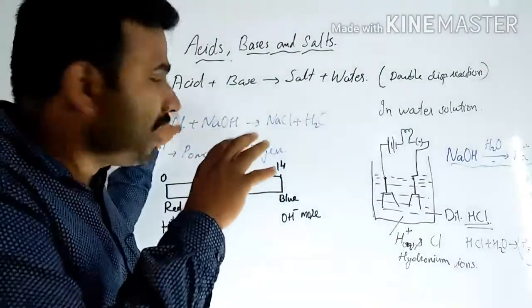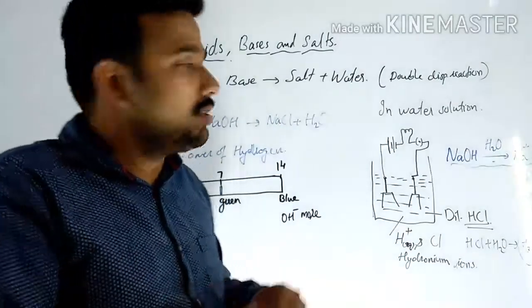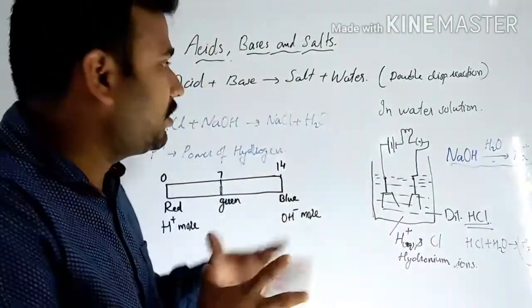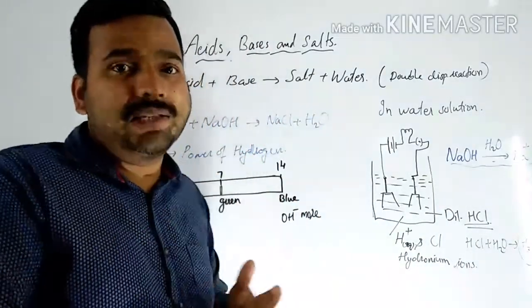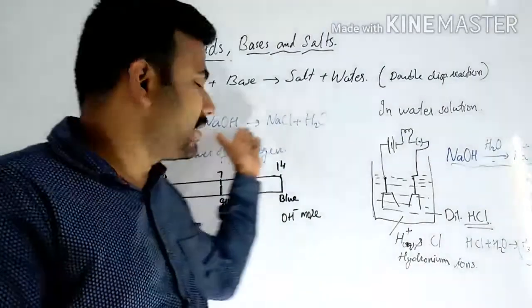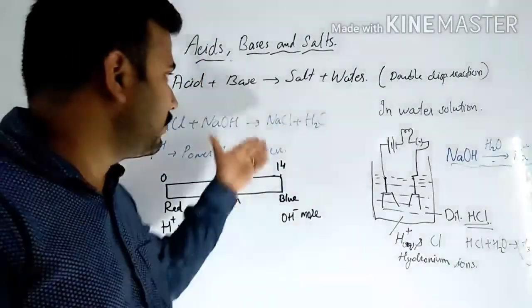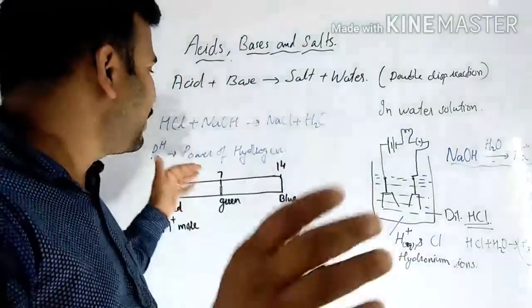So some acidic character will be present in the salt formed. So in that situation you will get acidic salt. Note down that when the acid is strong but the base is weak, for example sulfuric acid reacting with magnesium hydroxide, magnesium sulfate will be formed. This is an acidic salt.